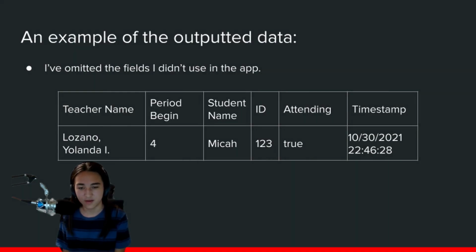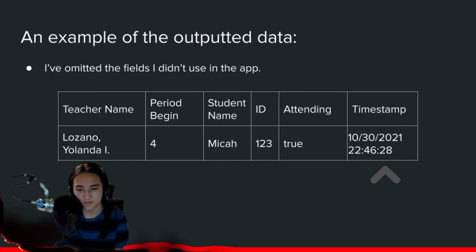After the CSV file has been saved, the teacher can use Excel or any other spreadsheet software to view the data, which shows true if a student is attending or false if they aren't, along with a timestamp showing the time at which they were scanned in.